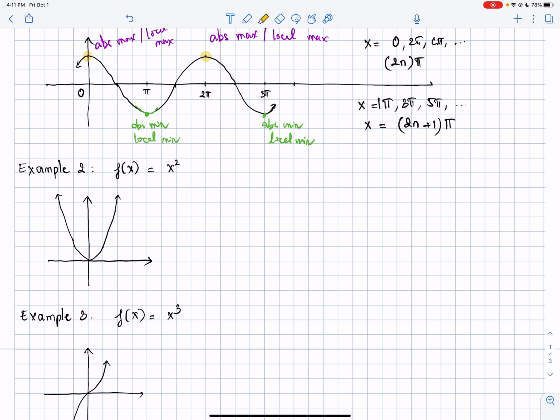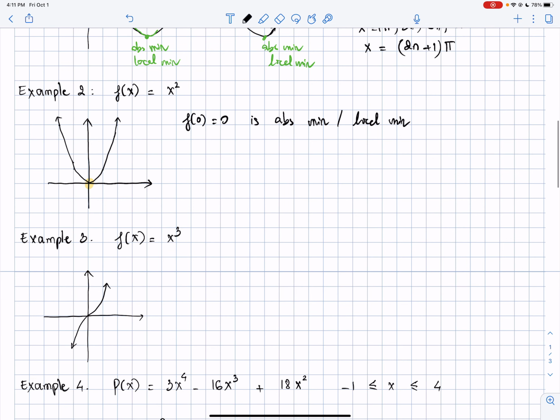Example number 2, we see this point. This point is the lowest point. So f of 0 equal to 0 is an absolute min, and it's also a local min. We don't have the absolute max. The reason is that when you look at these 2 points, they just keep extending more and more. It never ends. So no absolute max.